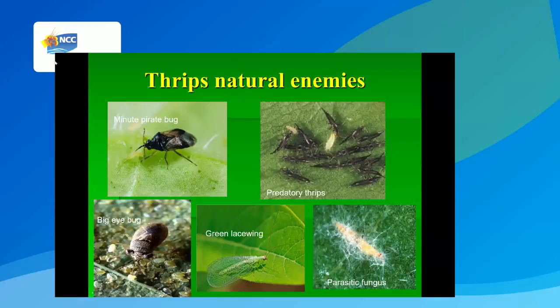There's also the green lacewing, which is an active predator on the thrips. And in addition to that, there are various species of fungi which will parasitize the thrips' bodies and kill them. And the bottom right-hand photo shows a parasitized thrips larva, which has been parasitized by a fungus called Beauveria bassiana. Next slide, please.